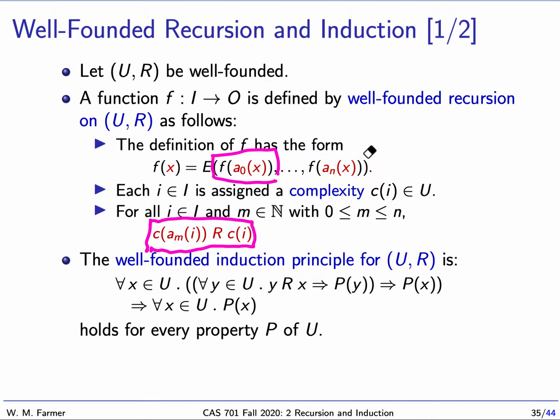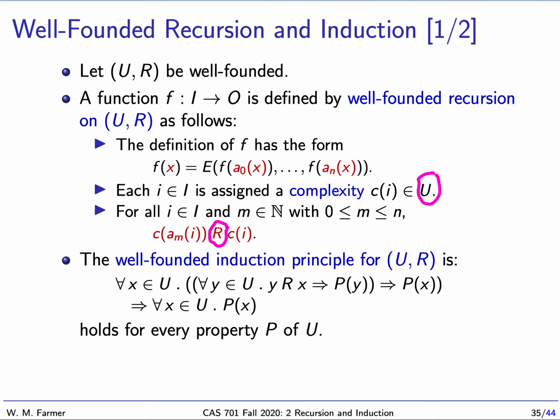definition is exactly the same as our definition of ordinal recursion. Where's the difference? The difference is that instead of using a well order, we use a well-founded structure. That's the only difference. So here, the complexity would be a member of a well order, and here we would have the well order. Otherwise, it's the same idea. So well-founded recursion is really a generalization of ordinal recursion.